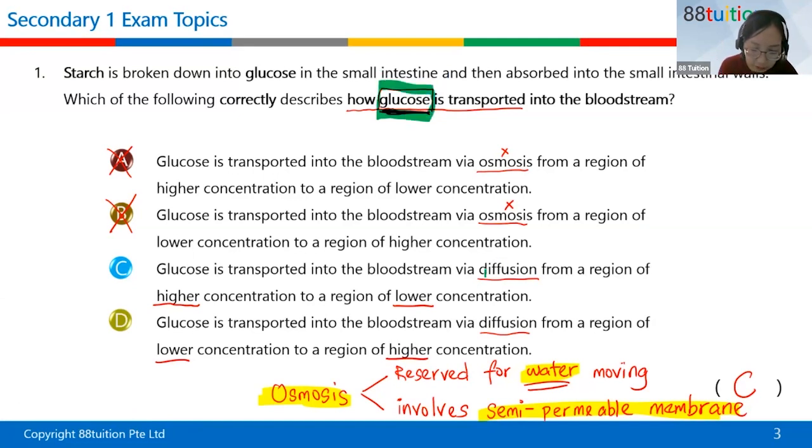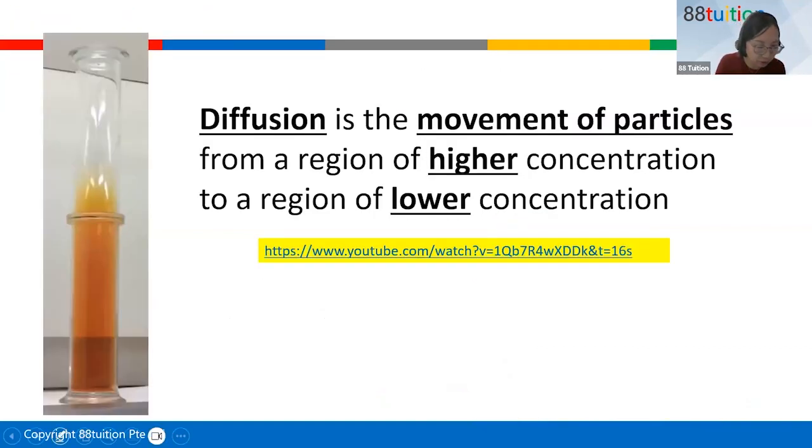All right, therefore it has to be diffusion. Cannot be osmosis, right? Because glucose is not water. And movement is always from higher concentration to lower concentration. Okay, so I'll just run through a few slides. Some of these slides might be familiar to you, but it seems that some of you have forgotten. Never mind if you get this wrong. After today, you cannot get this wrong.